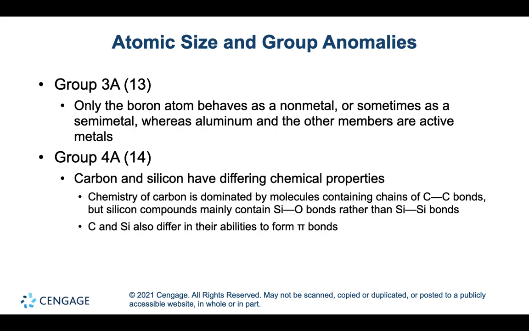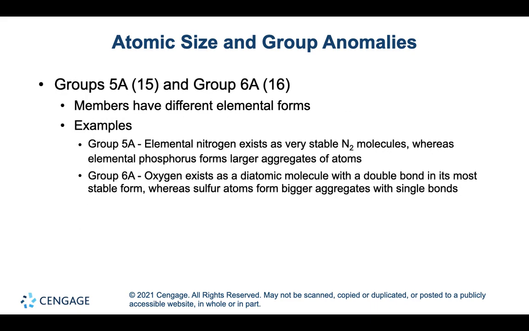They also have a difference in how they form pi bonds. Carbon actually forms pi bonds rather simply, and silicon does not tend to form pi bonds. Pi bonds being the way you double bond is by overlapping p orbitals. And silicon's don't tend to overlap very well, and carbon's do.